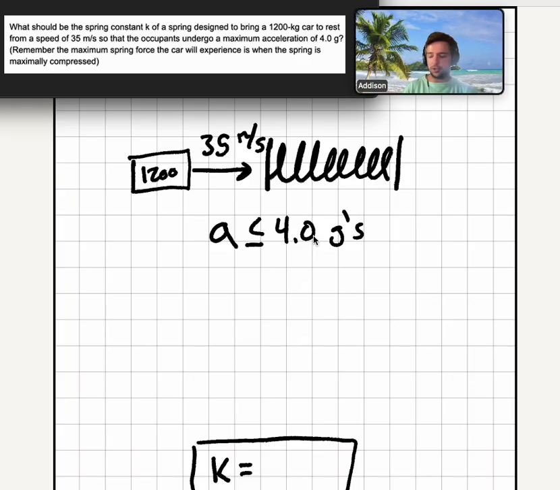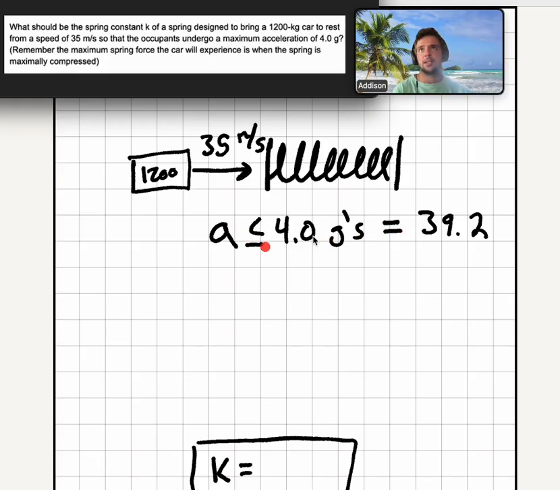Okay, so first of all, let's calculate what 4 g's is. 1 g is the acceleration of gravity, 9.8. So 4 g's is 4 times that, which is 39.2. And I'm going to write equal to because while we want the acceleration to be less than or equal to 4 g's, we're going to max out the acceleration. So really the acceleration is going to be equal to 4 g's, which is 39.2 meters per second squared.